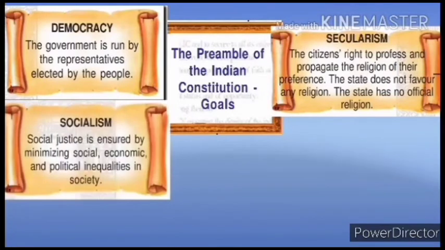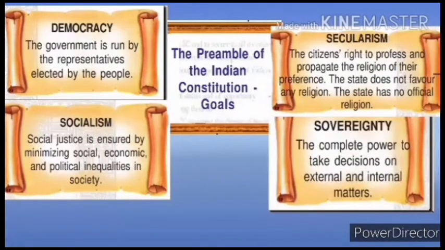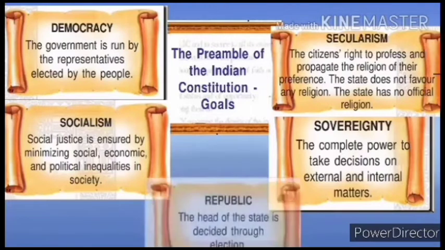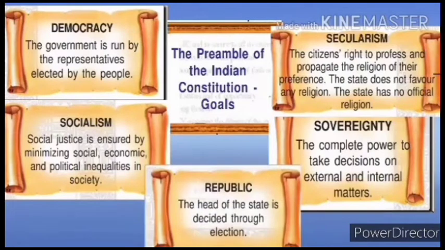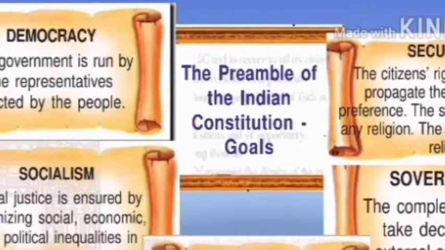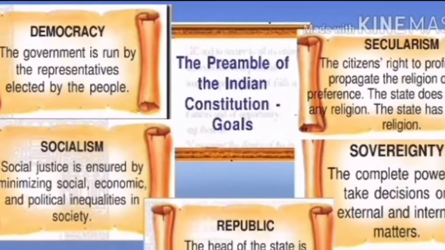Next, socialism. Social justice is ensured by minimizing social, economic, and political inequalities in society. Sovereignty. The complete power to take decisions on external and internal matters. Next, republic. The head of the state is decided through election. So students, now you are familiar with the basic goals of the Constitution from the preamble.